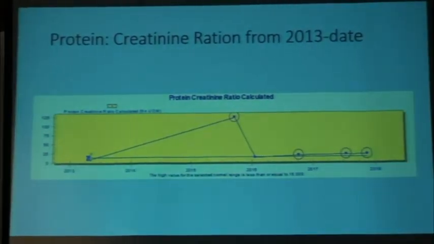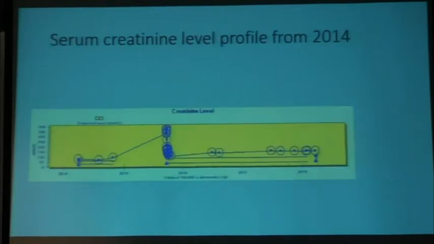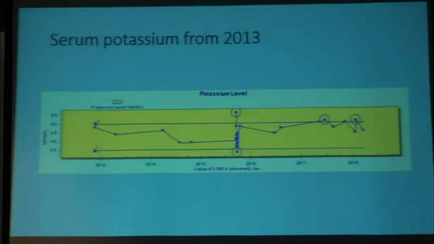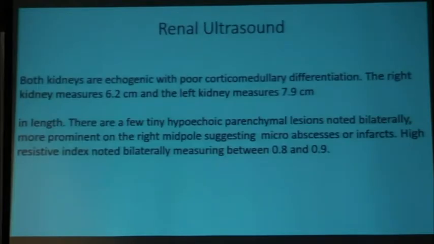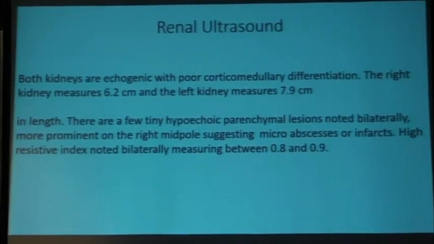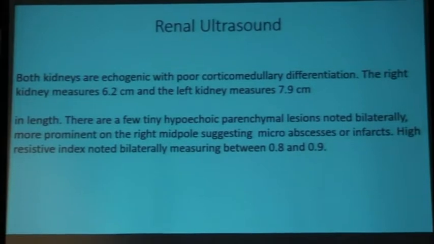We had a protein creatinine ratio that, reflecting back, had been gradually abnormal, and at that time it was at peak. This was the creatinine level, which had been rising, and here it was at peak. So obviously there was an acute on chronic problem. Potassium was very high. And the ultrasound showed a lot of changes, which were pre-existing to this particular presentation.